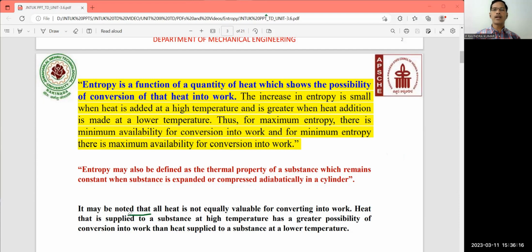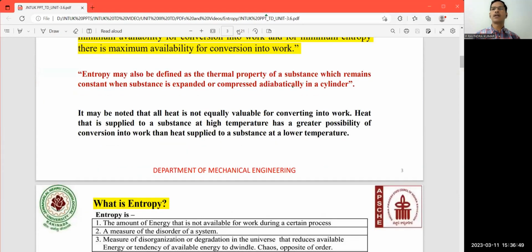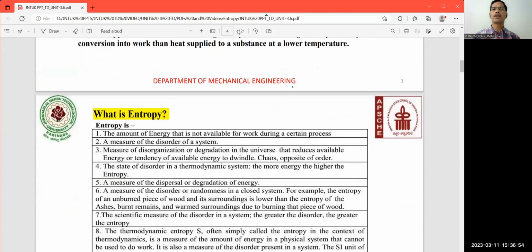It may be noted that all heat is not equally valuable for converting into work. There are different varieties, or qualities, of heat. Heat that is supplied to a substance at high temperature has a greater possibility of conversion into work than heat supplied to a substance at a lower temperature. That is the basic understanding of entropy.